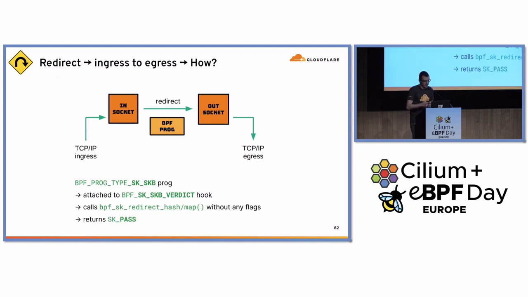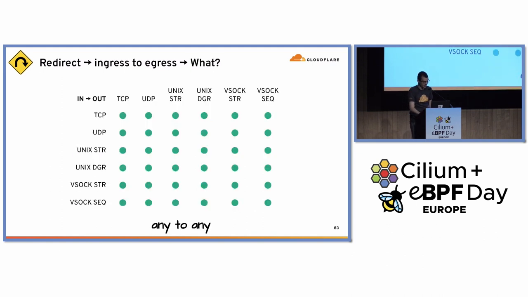In this scenario, we need to use the other kind of BPF program I mentioned, the SK-SKB program, because this time, if you're familiar a little bit with network internals of Linux, we're operating on packets, not on messages, hence the name. We attach it to a different kind of hook dedicated for this type of program, and similarly, we also call a BPF helper to choose the target socket. This is the most versatile configuration that we support today. You can redirect from any kind of socket to any other.